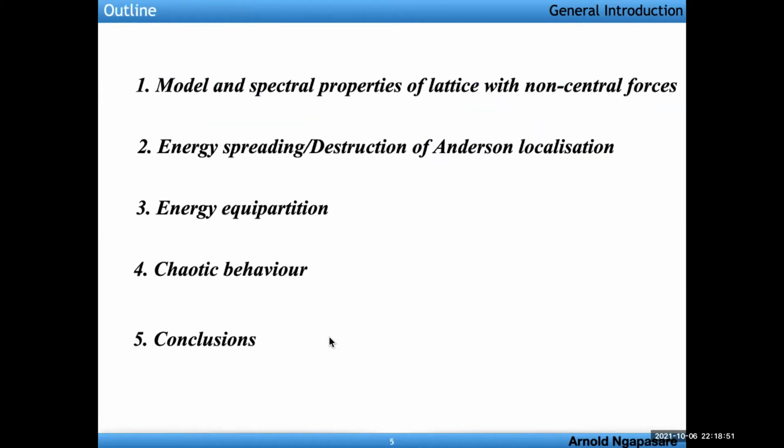Now, my presentation is going to take this format. I will first describe the model, and I'll probably describe one or two spectral properties of these lattices with non-central forces. Then I'll go on to talk about energy spreading or destruction of Anderson localization. Then after that, I'll talk of energy equipartition. Then I'll talk of the chaotic behavior of these systems. Then lastly, I'll make some conclusions.